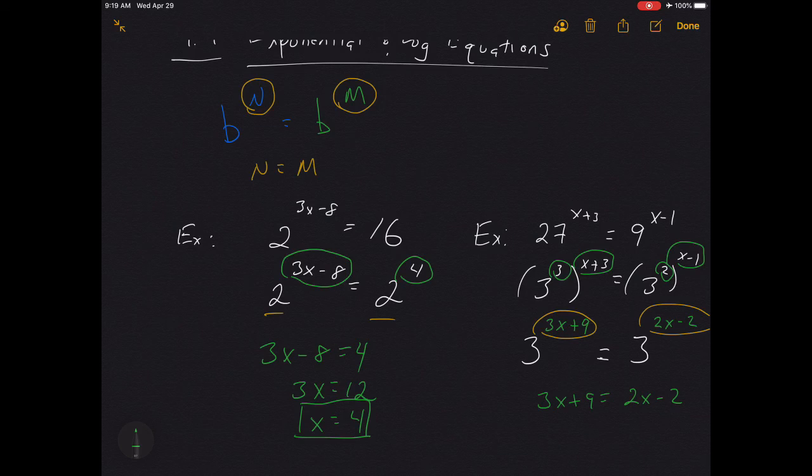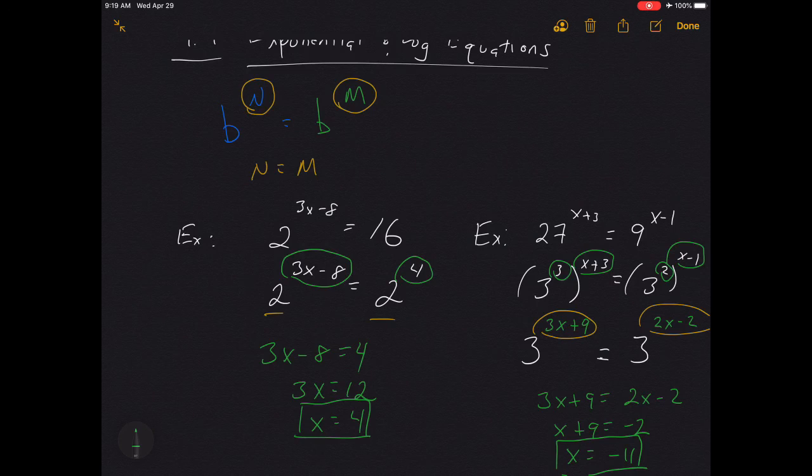In order to solve this, I'm going to get all the x's to one side, so I'm going to subtract 2x on both sides here, and we're just going to get that x plus 9 equals negative 2. And then to solve for x, I'm going to subtract the 9 on both sides, so we get that x equals negative 11. And again, you can go ahead and plug those back in and check to make sure that negative 11 is the solution. And when you plug it back in, it is the solution.